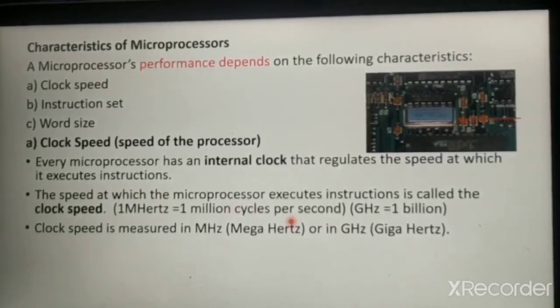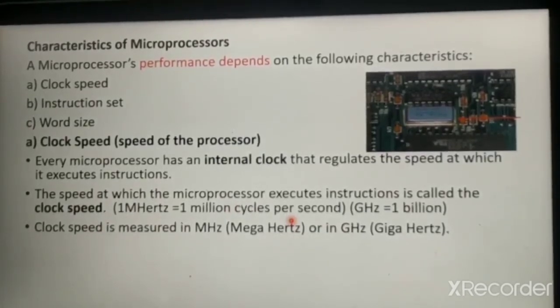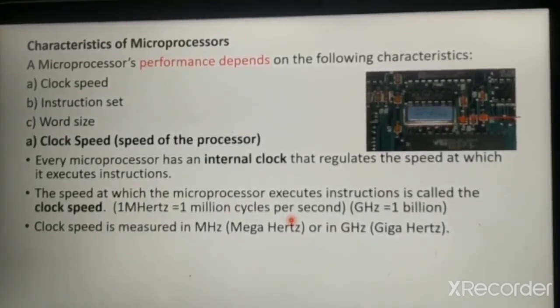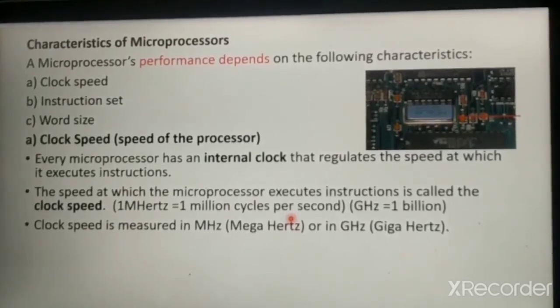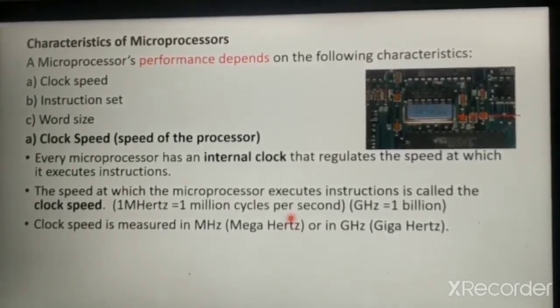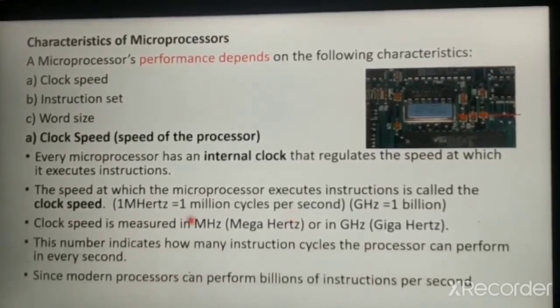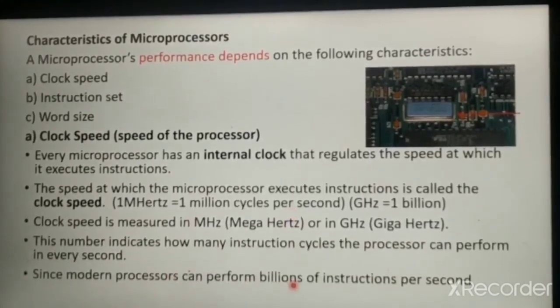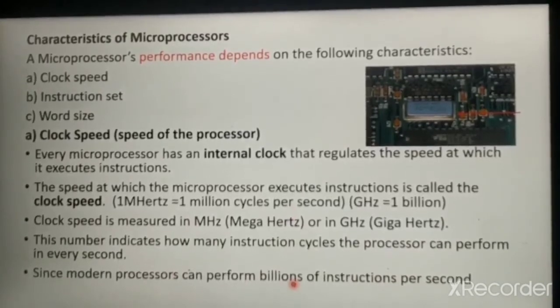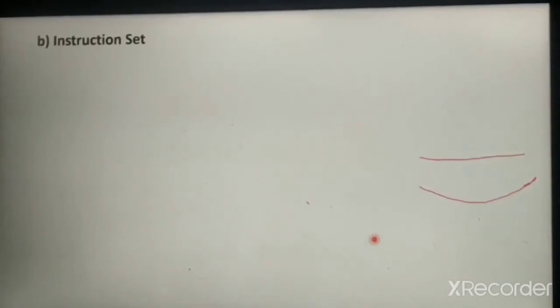A computer can perform a single instruction per cycle. So if it is millions of cycles, it can perform millions of instructions per second. We know today modern processors can perform billions of instructions per second. So its speed must be in gigahertz. Next, the second one is the instruction set.